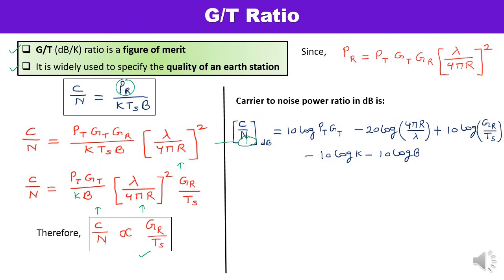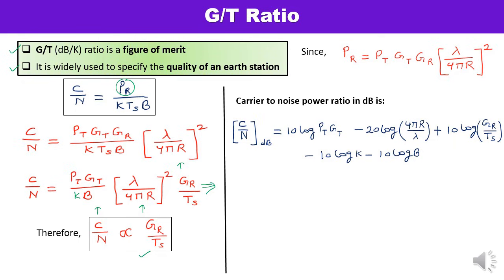At the same time, you can write down the carrier to noise ratio formula in dBs. You can see over here the carrier to noise ratio in dB, written just by rearranging these terms. PTGT is the EIRP. So from here you have written EIRP, that is PTGT, minus 20 log 4 pi r upon lambda plus 10 log GR upon TS minus 10 log K minus 10 log B. You have just rearranged this particular equation.